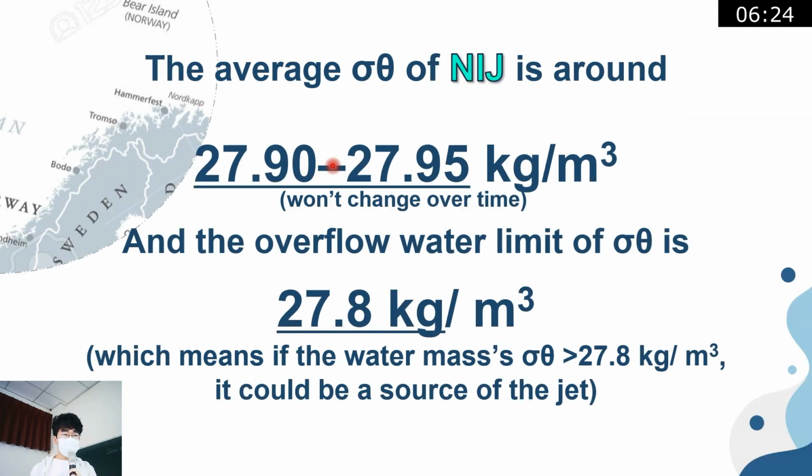And the average potential density of NIJ is around 27.9 to 27.95 kilograms per cubic meter. And it won't change over time, so it will always stay the same. And the overflow water limit of potential density is 27.8 kilograms per cubic meter, which means if the water mass is over 27.8 kilograms per cubic meter, it could be a source of the jets.